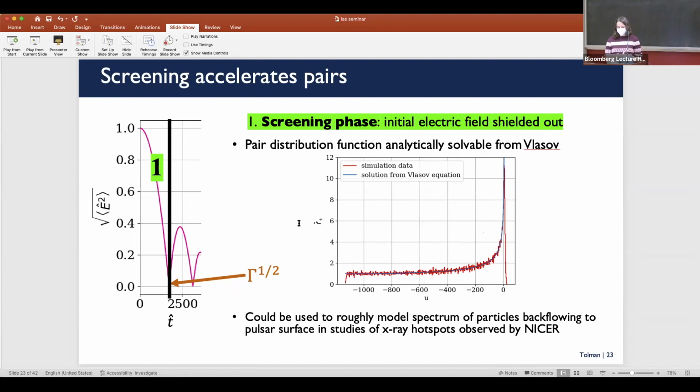If you want to think about the observational consequences of this particular stage, some of these pairs that have been reversed will actually leave the cloud of plasma that you're interested in, and they'll slam into the pulsar surface. This can create the hotspots that are observed by NICER. Sometimes when people study these hotspots, they need some sort of model for what the spectrum of particles that hits the neutron star is, and you could potentially use this distribution function as a model for that.